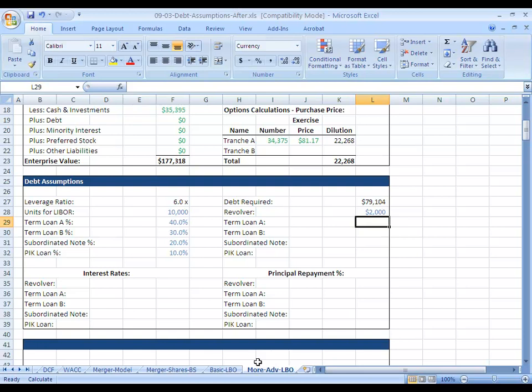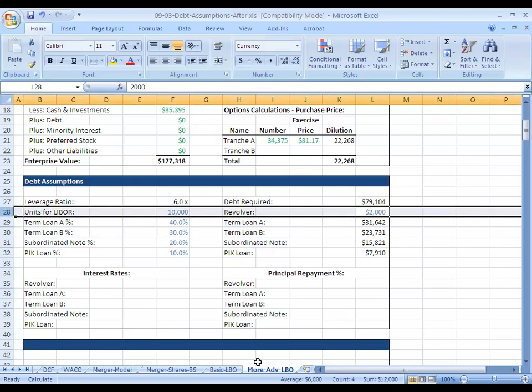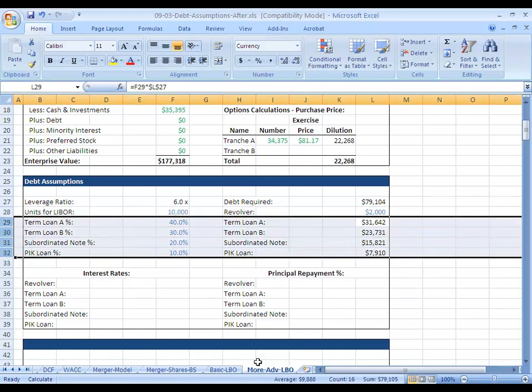Now for the rest of these, I'm just going to take the percentages and multiply by debt required, anchoring that. We see we now have everything here. Now remember, the reason I'm not subtracting the revolver here is because this is not drawn. This is just the maximum amount that we can use for the revolver, but in the beginning of the transaction, we have no balance here. This is simply our maximum credit line. The others, by contrast, these are all going to be drawn at the time of the transaction, and these will immediately appear on the company's balance sheet.